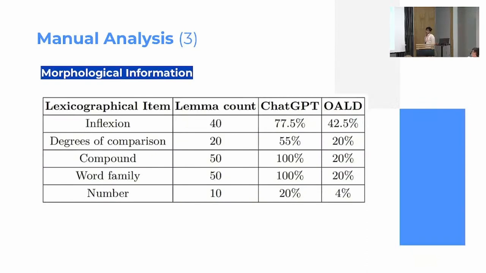The next one is related to morphological information, for example inflection, degrees of comparison, compound, word family, and number. In this class, we cannot consider all 50 lemmata, because each part of speech possesses different linguistic characteristics, so we cannot calculate all of them. But we can see that both ChatGPT and Oxford can offer data related to all lexicographical items here. But ChatGPT can offer a greater number than Oxford.